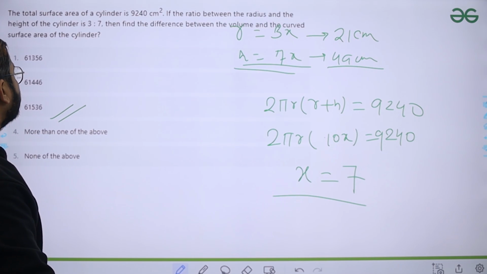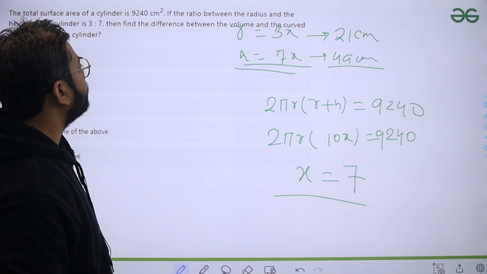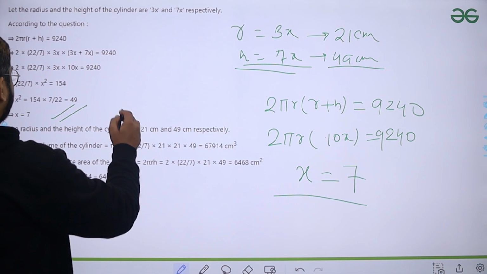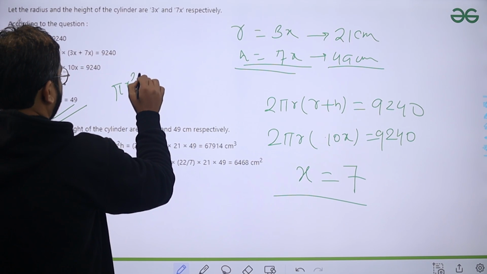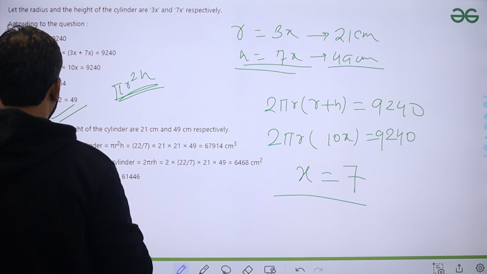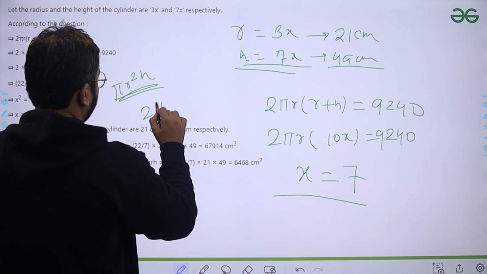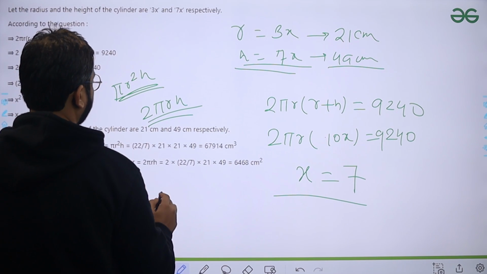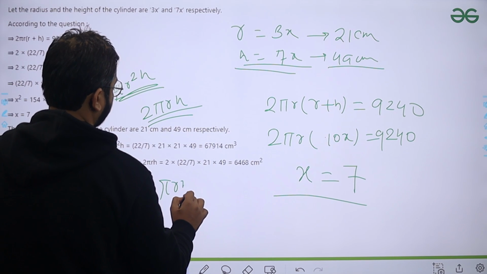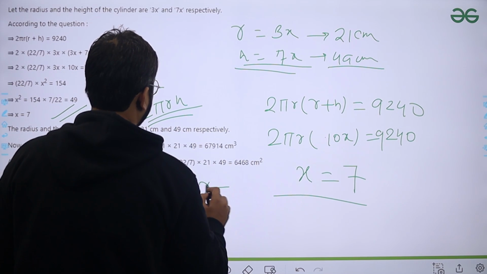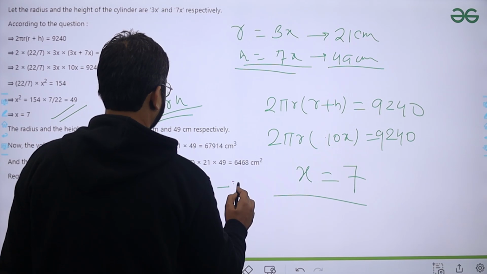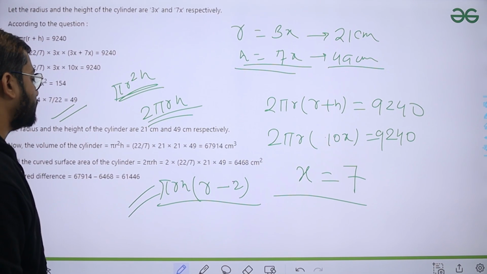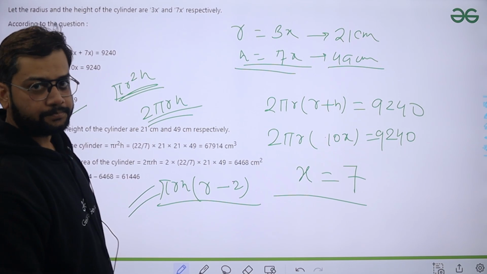Now as per the question, find the difference between the volume and the curved surface area of the cylinder. So volume is equal to pi r square h and curved surface area is equal to 2 pi r h. Okay, you find the difference between these two. You can take pi r h common, and from here it becomes r minus 2. Okay, 2 r minus 2. Okay, if you solve this also, you will get the answer. The answer is coming as 61446.